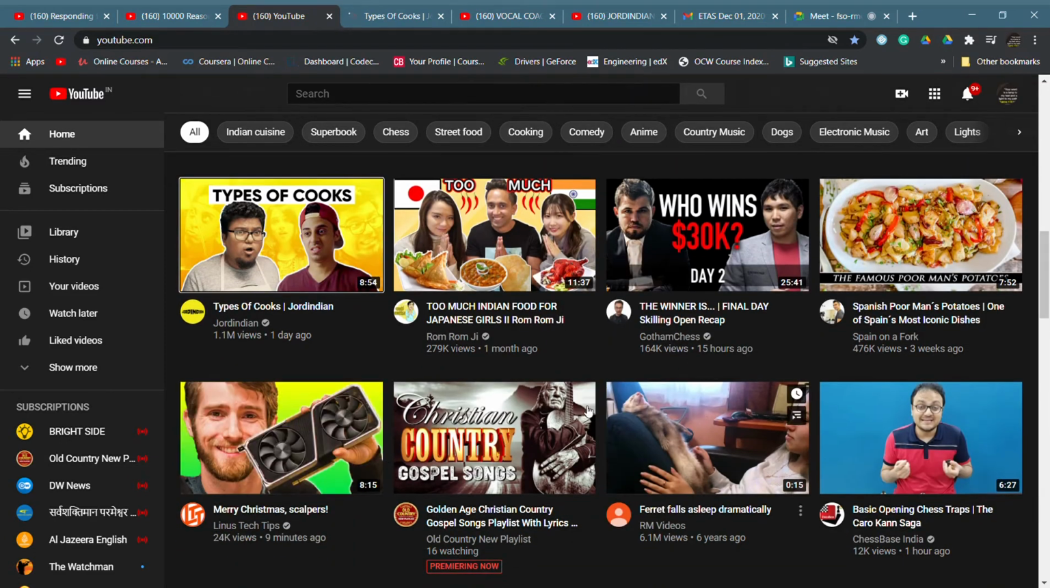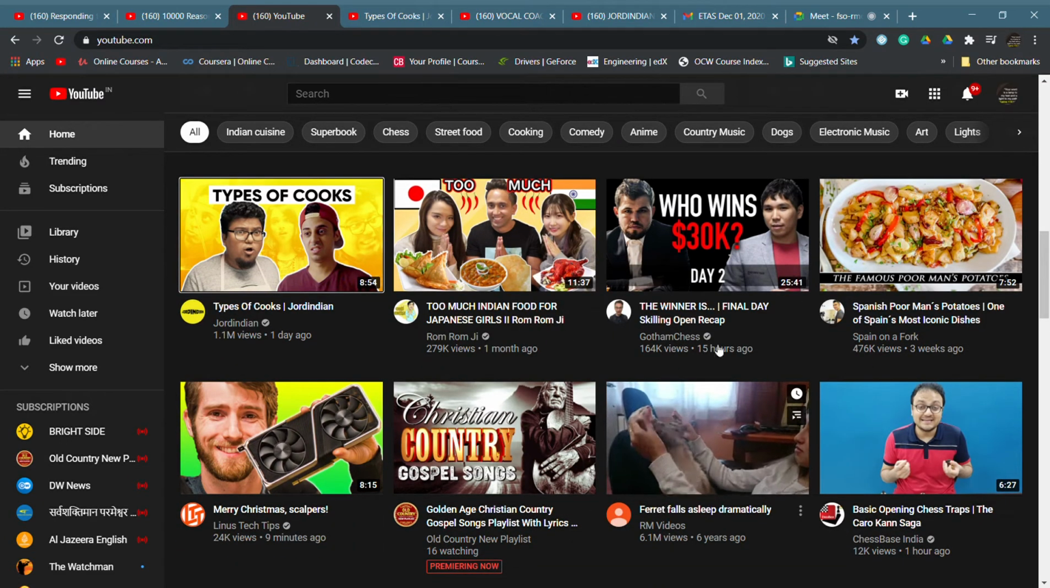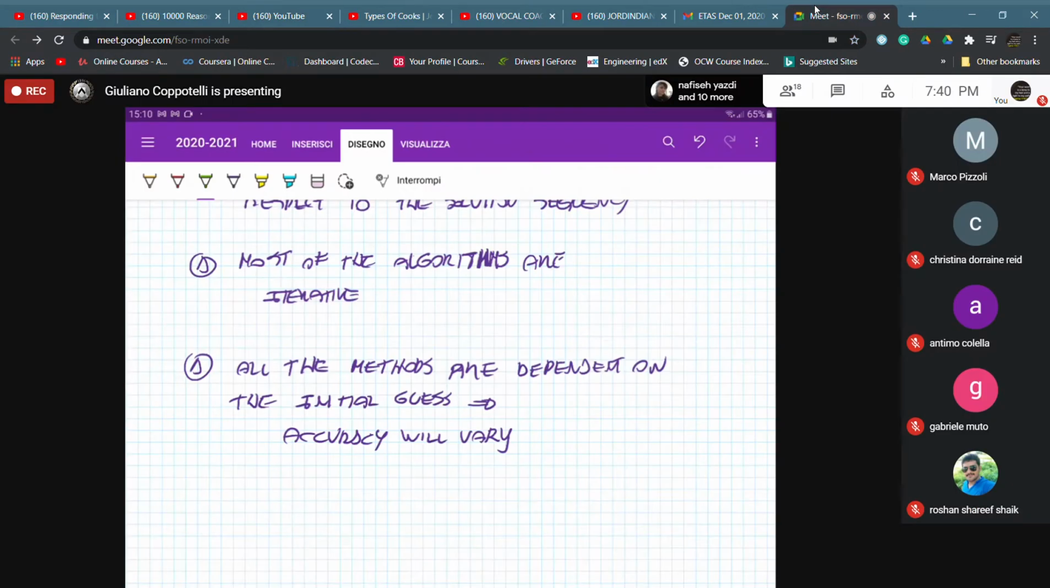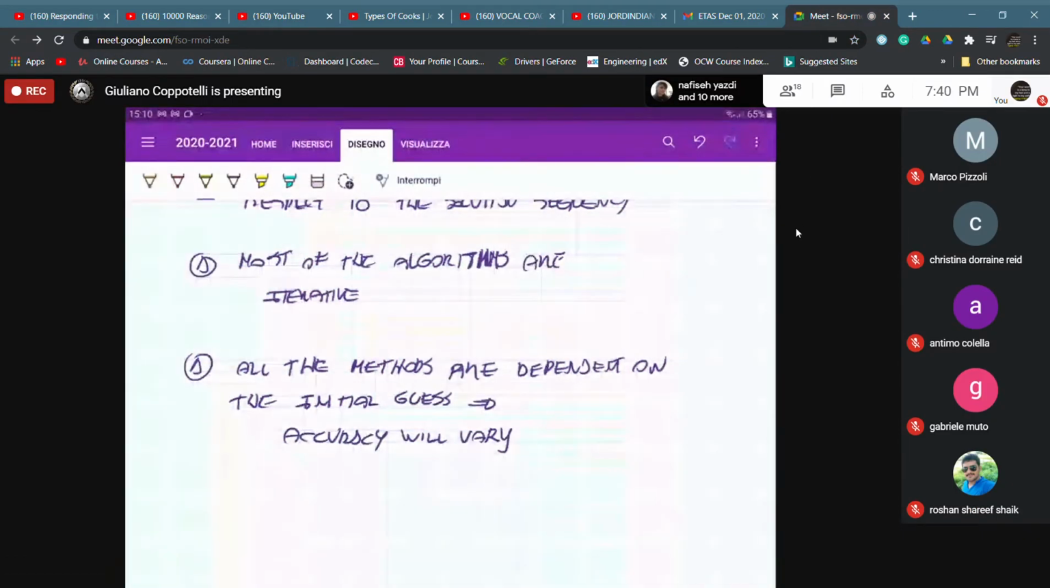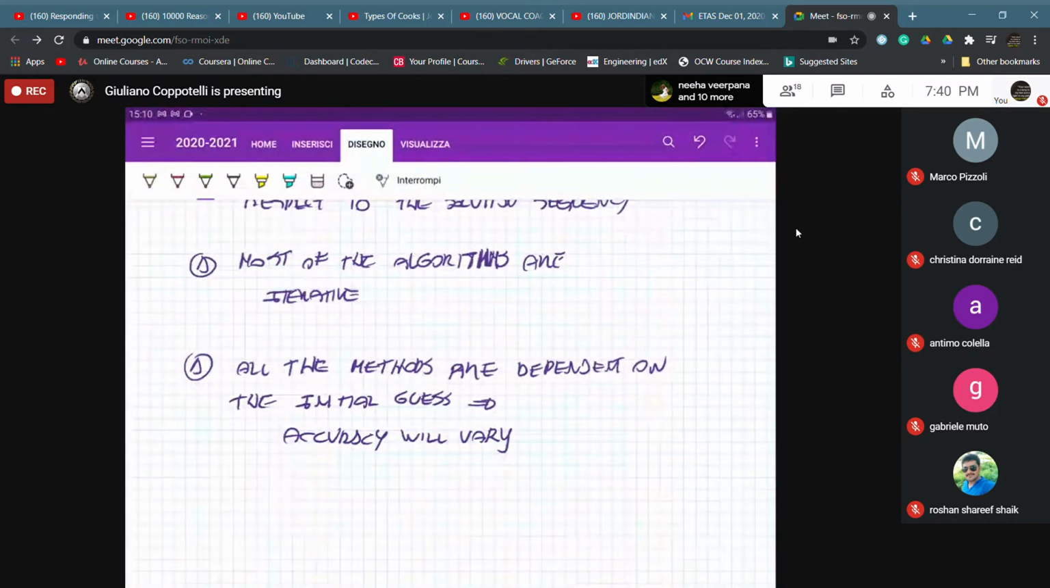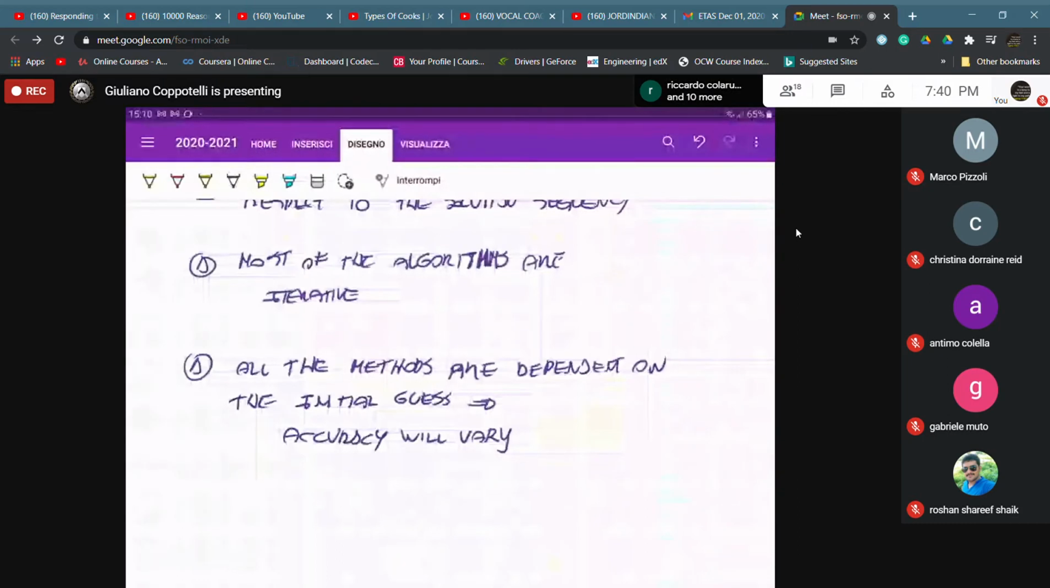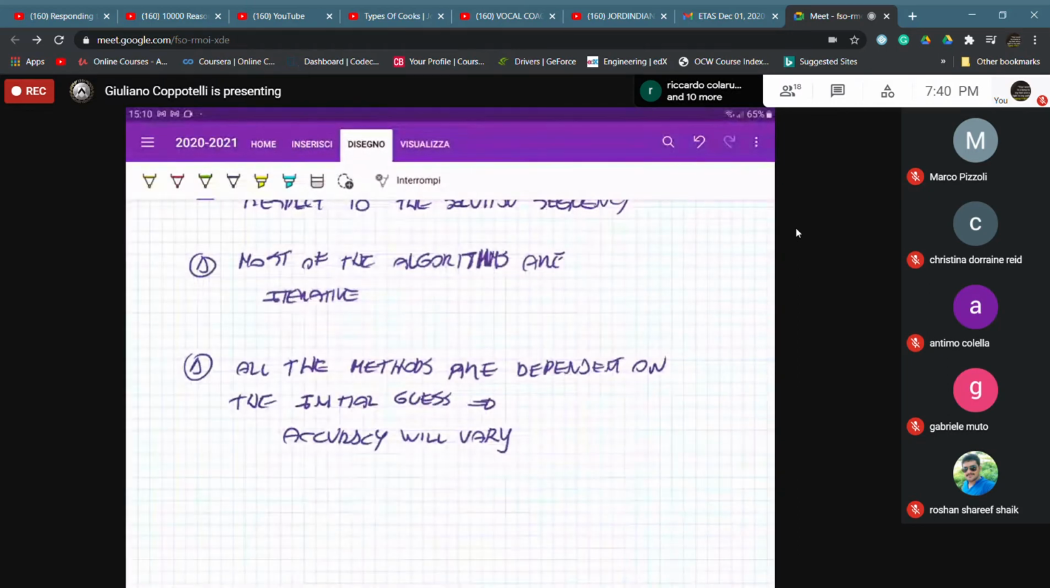Okay, I think that we can restart our class. We saw the estimating method based on a multi-degree of freedom system in the frequency domain. Now let's see a different method that is also based on a multi-degree of freedom system, but operates in the time domain.